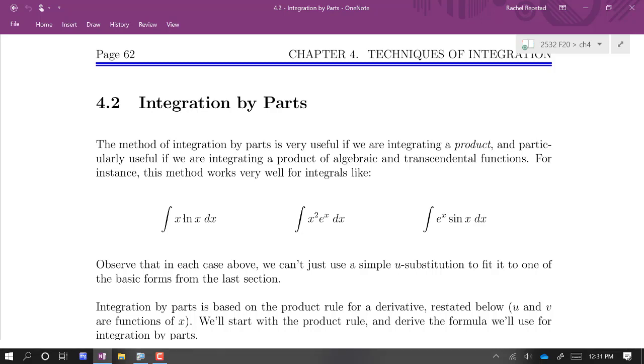Usually we might use it when we have one factor that's algebraic, like that it just involves powers of x, and another function that is transcendental, like ln or e to the stuff or sine or cosine, and then we can even use it on integrals like we have at the end here, where we have the product of two transcendental functions. You might notice, if you take a look or even give it a go, a simple u substitution won't work on these.